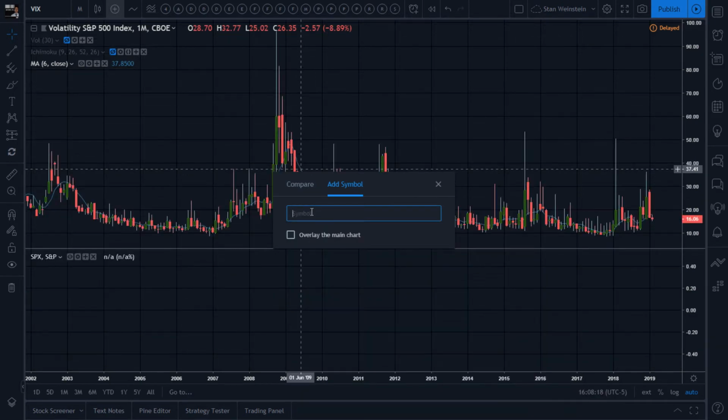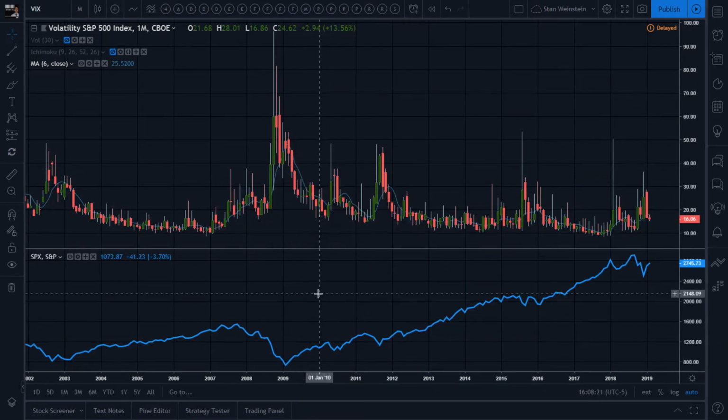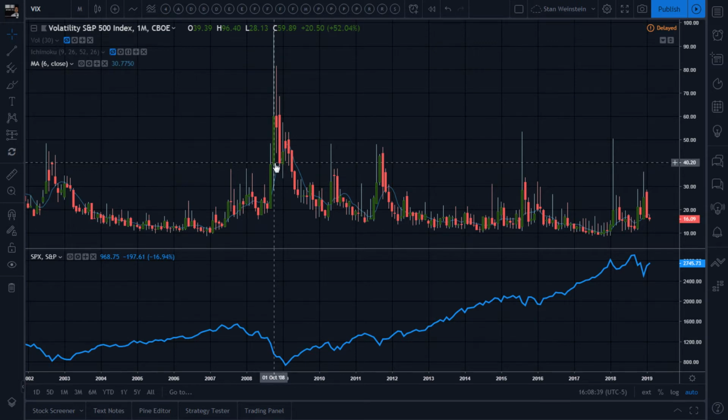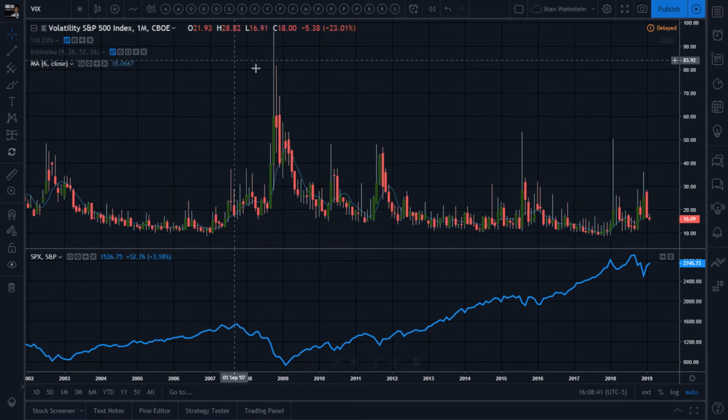So here's the SPX. The VIX has mostly an inverse correlation with the SPX. Not 100%. Has some glitches where it has no correlation at all. But most of the time, when the VIX goes down, the SPX goes up. And when the VIX goes up, the SPX goes down. So that's one of the clues it could give us.